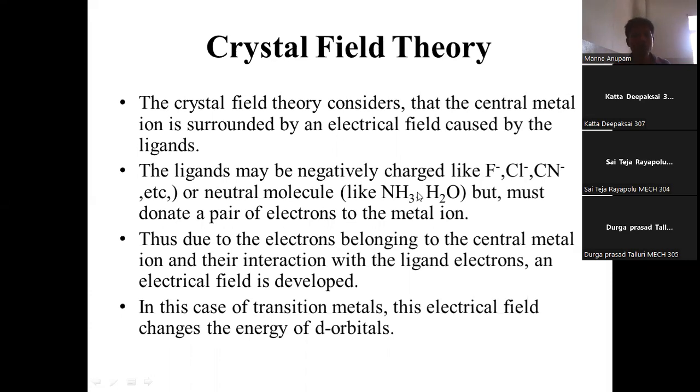Okay, crystal field theory. First point, crystal field theory considers that the central metal ion is surrounded by an electric field. So the central metal ion is there, and around the central metal ion, an electric field is there. Very important. Remember, central metal ion, electric field. We will see what it is. The central metal ion is there, and surrounding the central metal ion, there is an electric field.